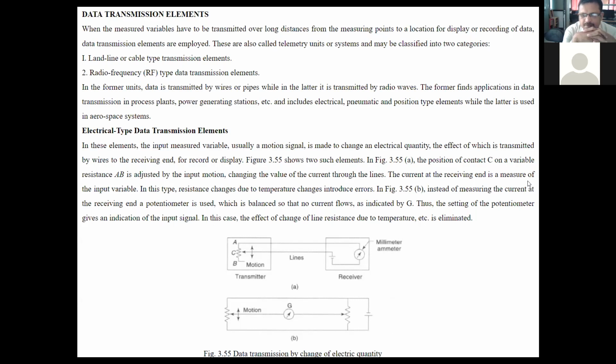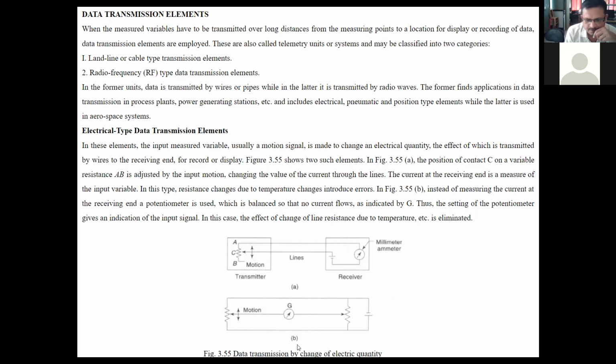In figure 3.55a, this is the contact C, this is the transmitter, this is the receiver. The position of contact, that is point C, on a variable resistance AB is adjusted by the input motion, changing the value of the current through the lines. The current at the receiving end is a measure of the input variable. In this type, resistance changes due to temperature changes introduce errors.